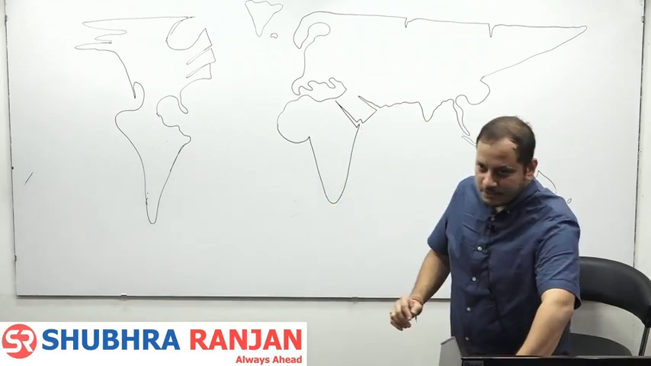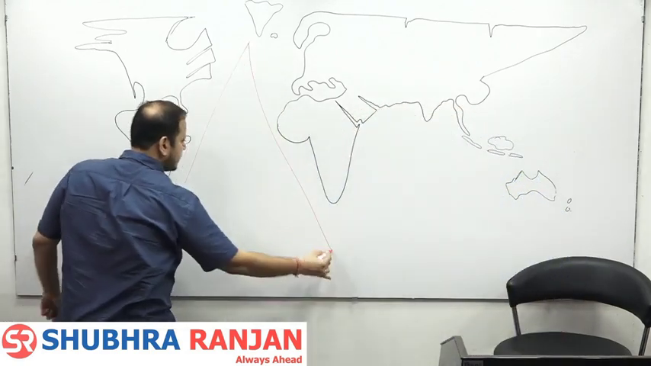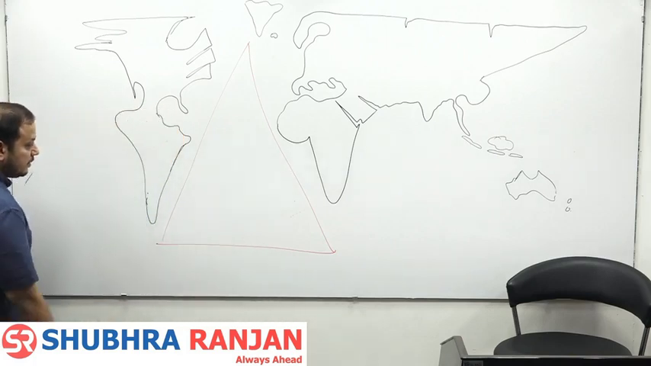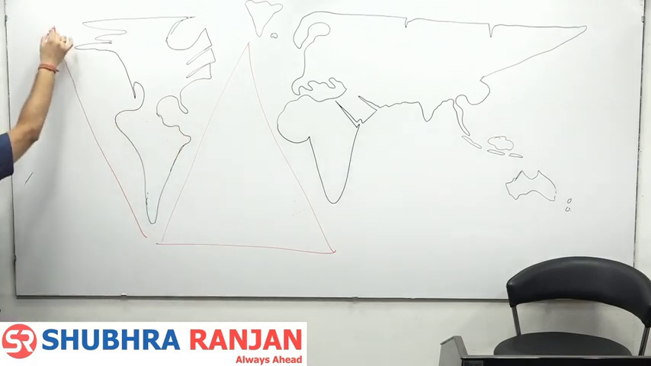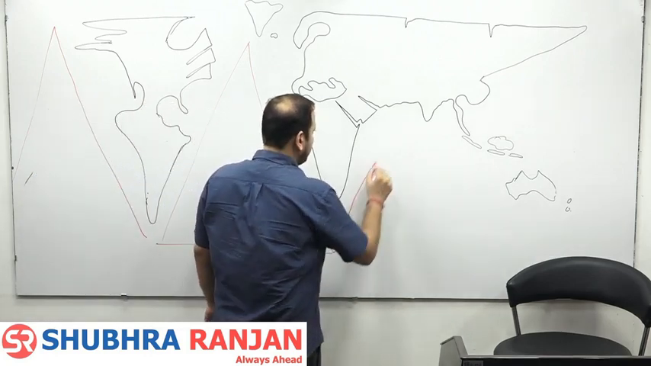Getting it? So how is the ocean triangular in shape? This is the Atlantic Ocean. How is the Pacific Ocean triangular in shape? This is the Pacific Ocean. How is the Indian Ocean triangular in shape?